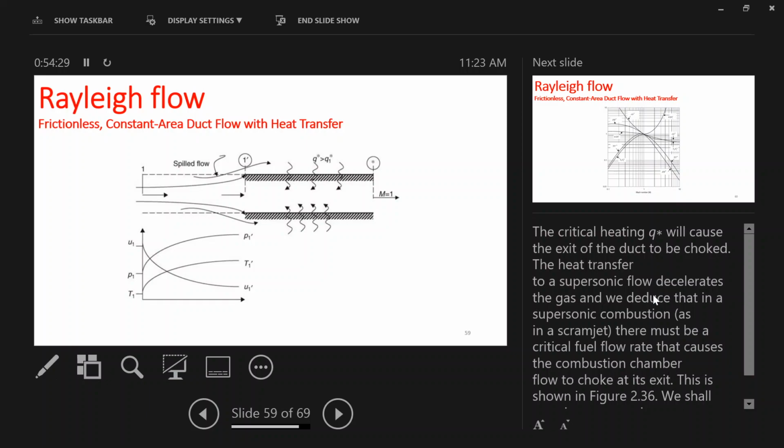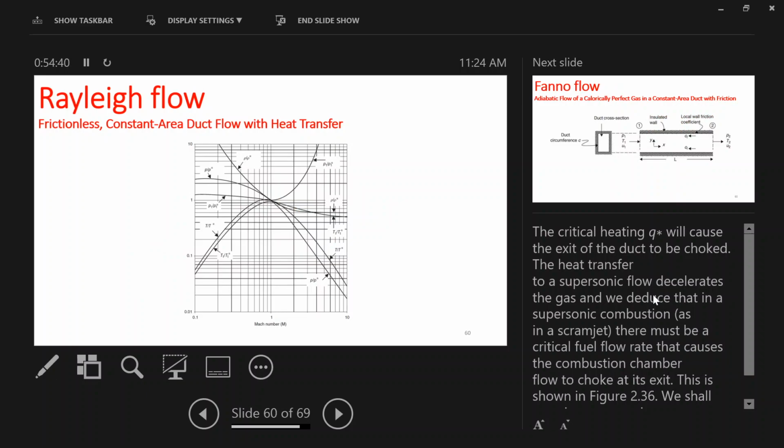So essentially, when you are dealing with a lower Mach number, what's going to happen is that the flow is going to spill over the duct, right? It cannot go in because of the choking condition. It's a variation of the ratios of everything you have, the temperature, pressure, and everything with the Mach number. And that's it for the Rayleigh flow.